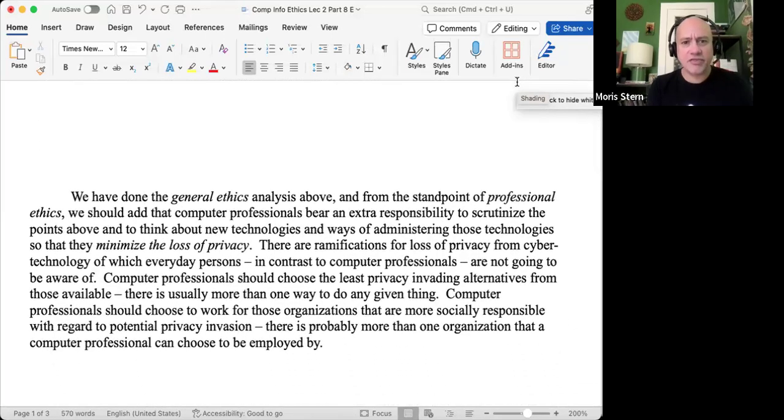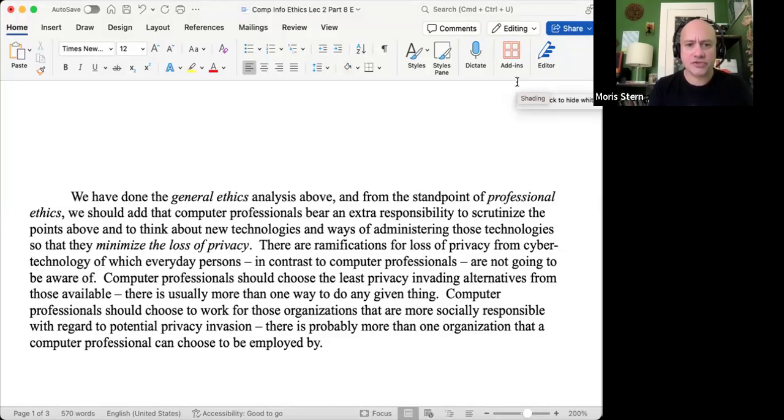We have done the general ethics analysis, and from the standpoint of professional ethics, we should add that computer professionals bear an extra responsibility to scrutinize the points above and to think about new technologies and ways of administering those technologies so that they minimize the loss of privacy. There are ramifications for loss of privacy from cyber technology of which everyday persons are not going to be aware. And this is in contrast to the computer professionals.